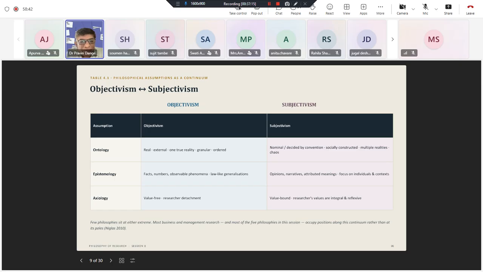Axiology, again, two extremes are value free and value laden. So if the reality is there, your job is to remove biases, and the reality is independent of the observer and can be observed independent of bias. The bias can be reduced. Subjectivism believes the bias cannot be removed. Bias will always be there. So the values would always influence the research findings.